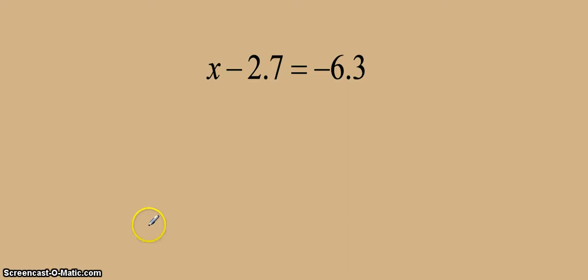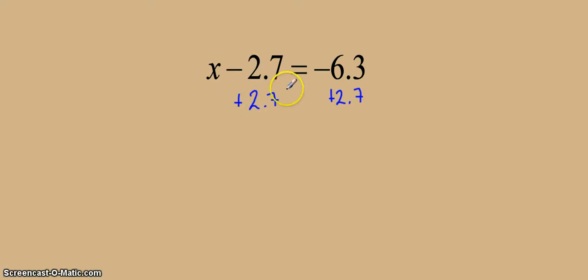In the next example, we need to isolate the variable x. Right now, we are subtracting 2 7/10 from x. So we need to do the opposite. The opposite of subtraction is addition. So we need to add 2 7/10 to both sides of the equal sign. This will keep our equation balanced.